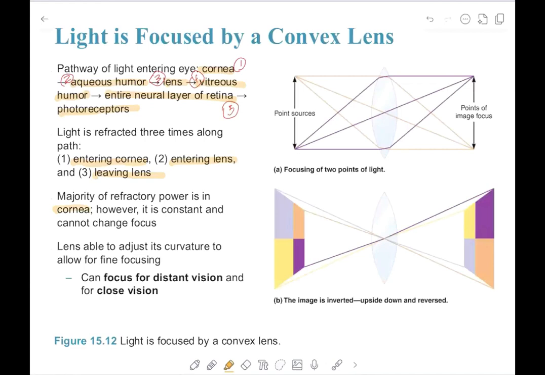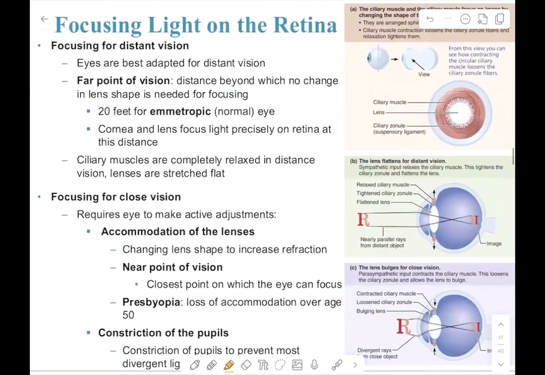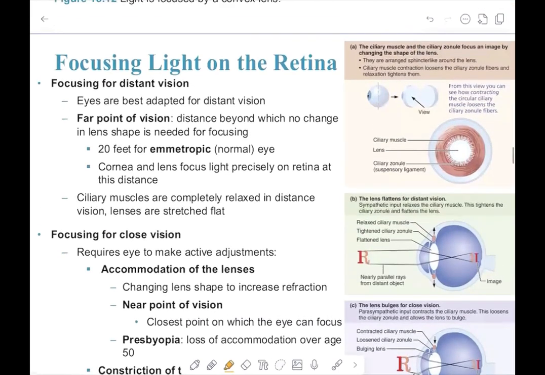So what we see now is that the image is going to be inverted, upside down, and reversed. Imagine this is what it looks like, but this is how it's perceived in the retina. The lens is what actually does the fine focusing, not only for distant vision, but for close vision. Focusing light on the retina looks like what we see here.